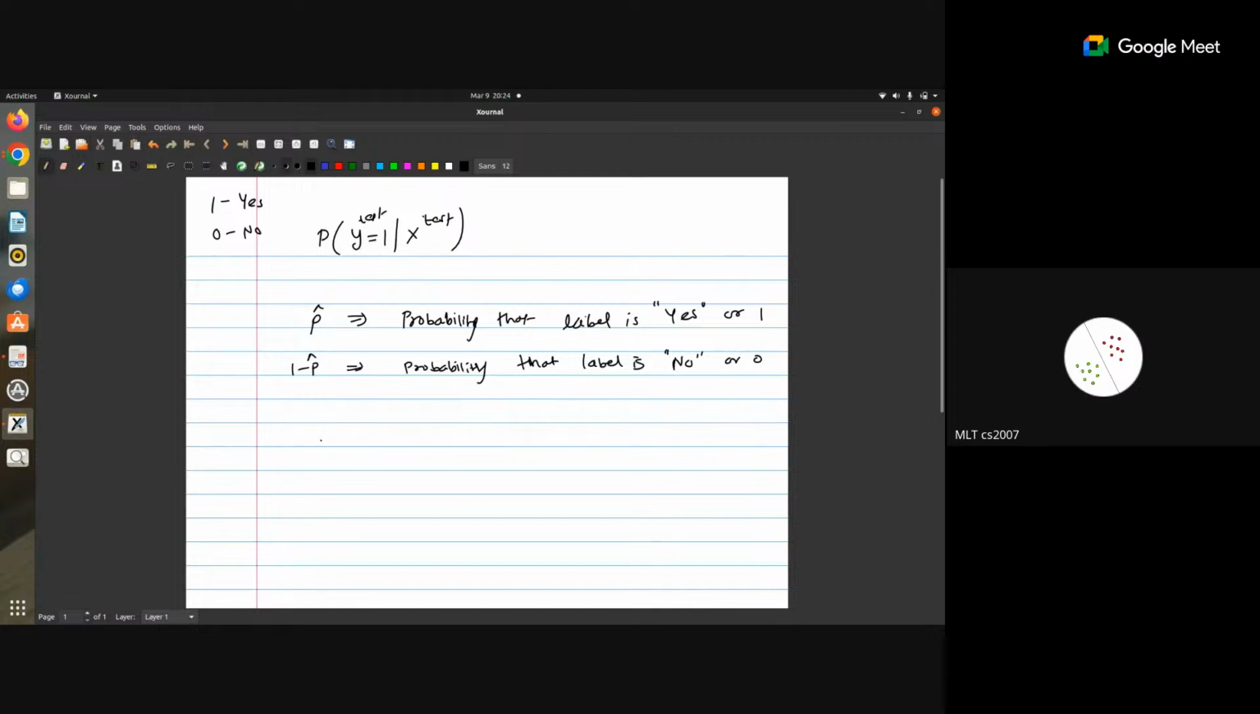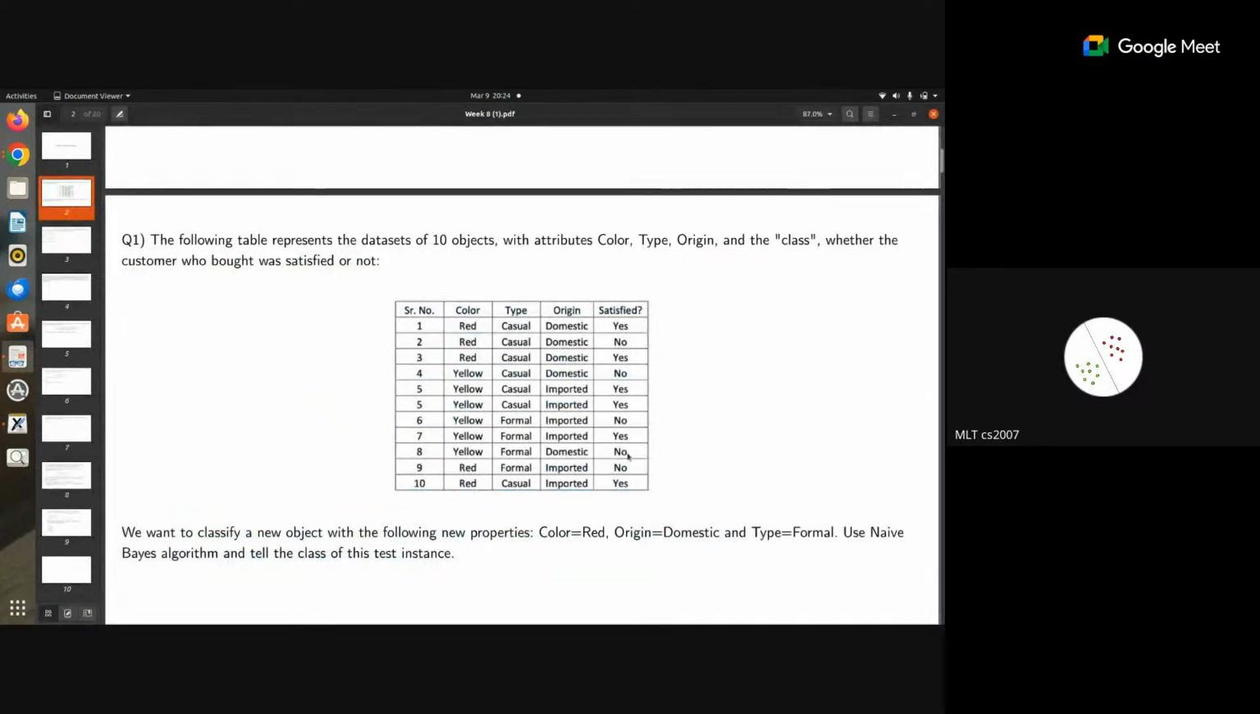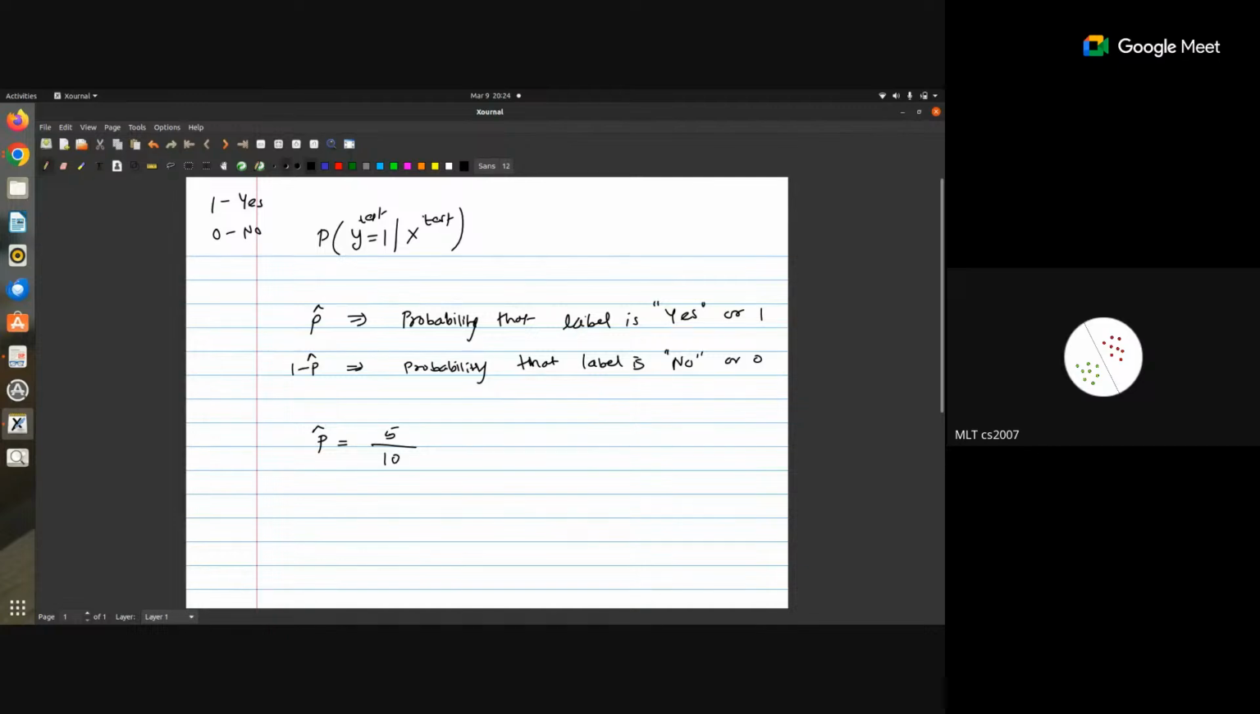But in this case we don't need to find out both, because one is enough. So what is the probability that the label is yes? The number of yes labels: how many yes are there out of the total? There are 10 examples in total. How many yeses are there? 1, 2, 3, 4, and 5. 5 yeses, so I think it is a balanced data set. 5 by 10 is 0.5, right? This is the estimate for the probability that the label is yes.